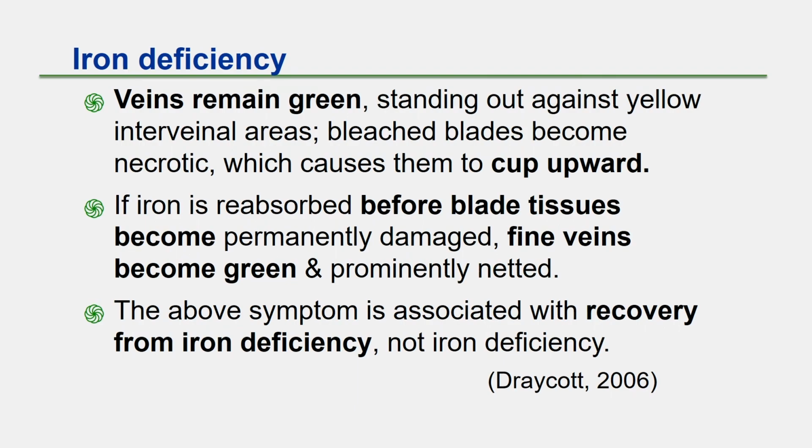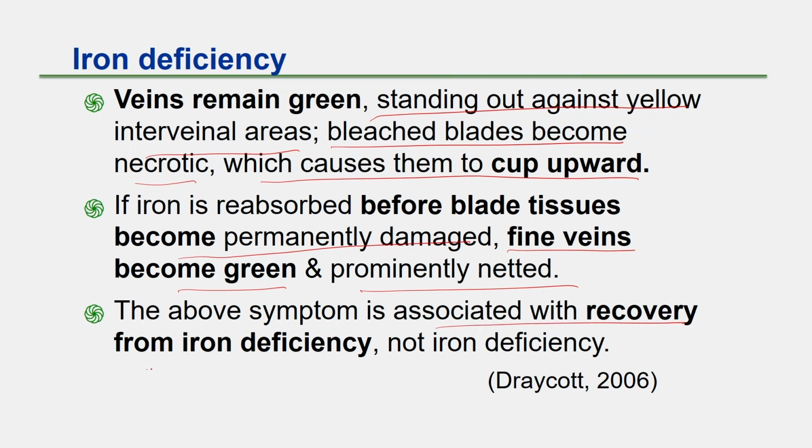Let us see iron deficiency. Iron is a very important micronutrient and it has a number of roles, particularly in the synthesis of chlorophyll and some other biochemical functions. So, veins remain green, standing out against yellow intervenal areas. Bleached blades become necrotic, which causes them to cup upward. If iron is reabsorbed before blade tissues become permanently damaged, fine veins become green and prominently netted. The above symptom is associated with recovery from iron deficiency, not iron deficiency.